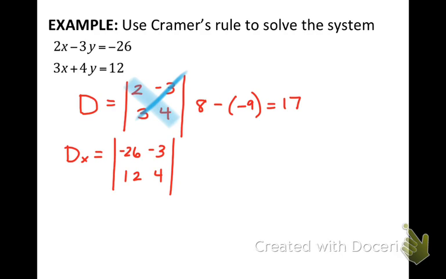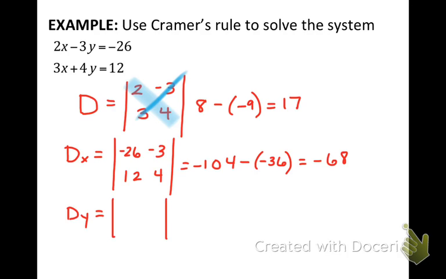So 26 times 4, I should not be using my calculator, but that's okay. -104 minus -36. So -104 plus 36 gets us -68. We good there? So far so good? Now let's do d sub y.